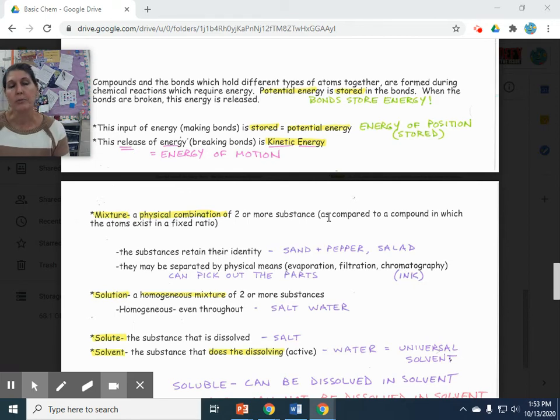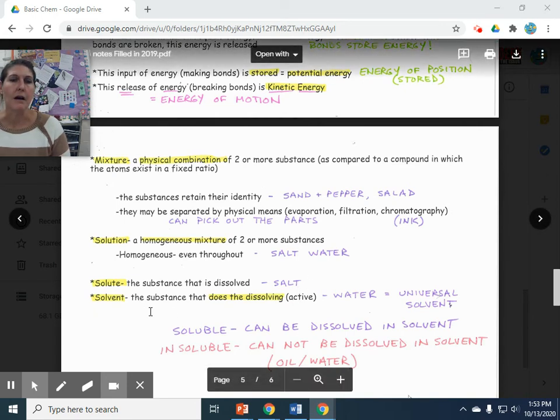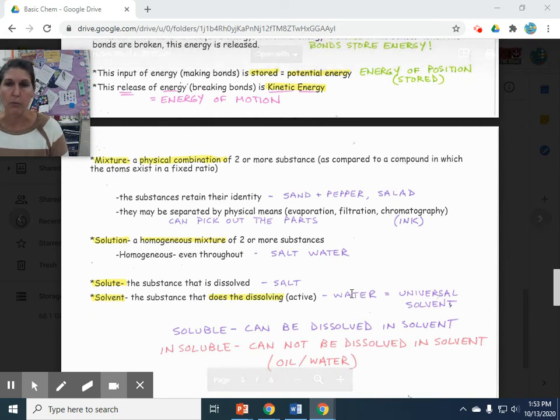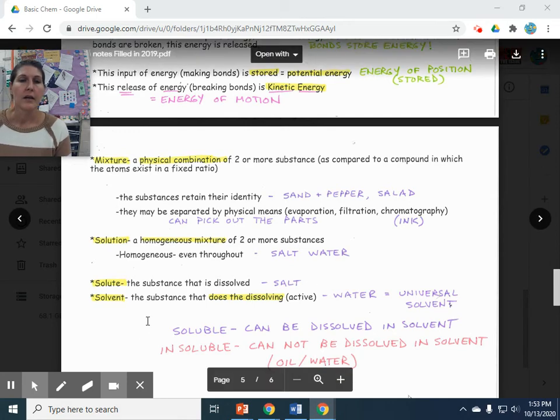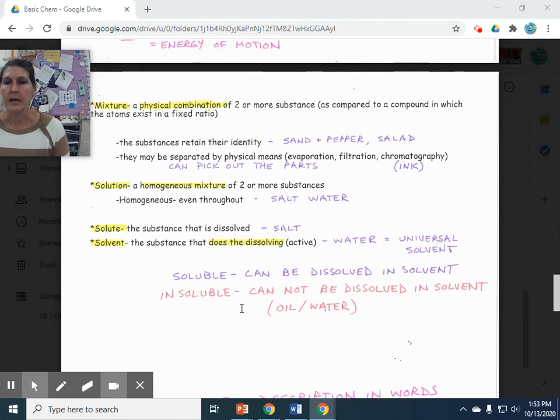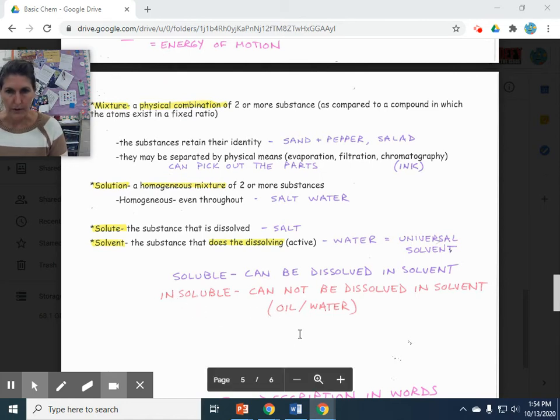So in that particular part, we talked about this with water. The solute is the substance being dissolved. Solvent is the substance that's doing the dissolving. Water, once again, that universal solvent. It is breaking down that ionic compound. It's a great dissolver of ionic compounds, and that would be salt. If you are soluble, you can be dissolved in a solvent. If you're insoluble, and we'll talk about lipids and how they're insoluble in water, they cannot be dissolved in a solvent.